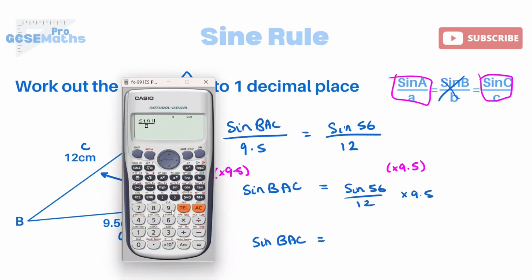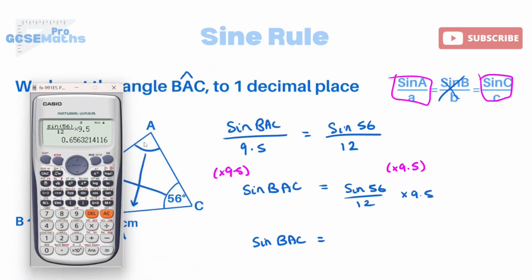So fraction, sine 56, close the bracket, remember that. Otherwise it might give you an error, times by 9.5. Now, you get this answer, which, considering we're looking for an angle, it's clearly not 0.65 degrees, is it? Let's just be honest, that's not realistic.